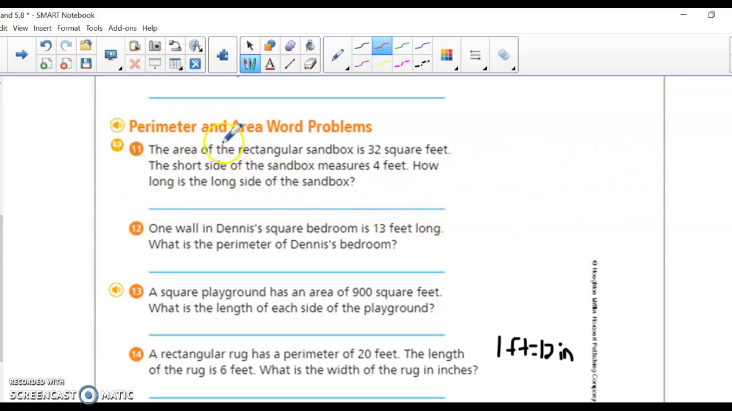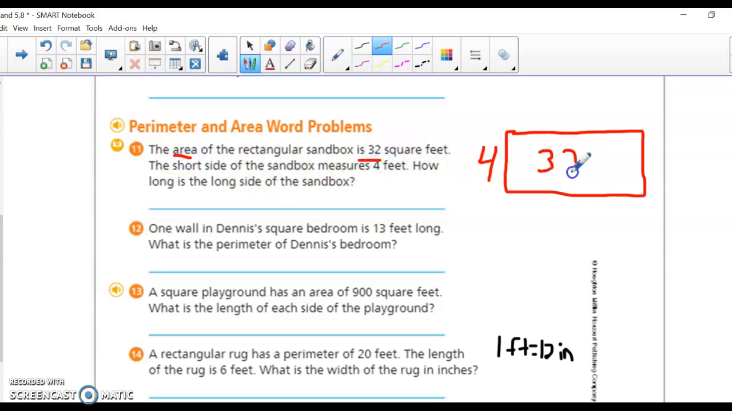So for number 11, it says the area of the rectangle sandbox is 32 square feet. The short side of the sandbox measures 4 feet. How long is the long side of the sandbox? So draw it, right? And then this just becomes the problems like we worked on all last week. The short side of the sandbox is 4 feet. So this is 4. The area is 32 feet. So I know that there are 32 square feet inside this box, right?